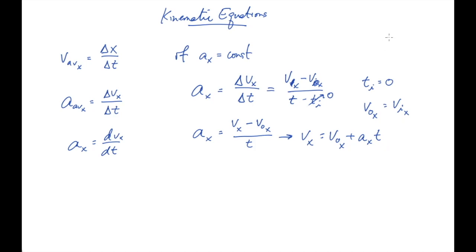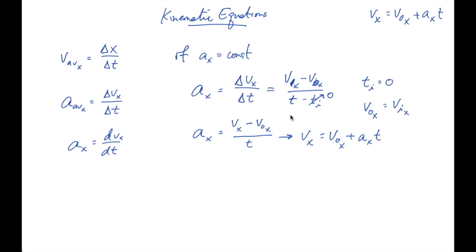I'm going to write it up here, and it will be the first of what will become 4 kinematic equations. So we have v_x equals v naught x plus a_x times t. Okay, so there's our first kinematic equation. There are 3 others. We're going to do a bit of algebra, we'll come up with each of them, and then we'll do some examples to see how they're used.